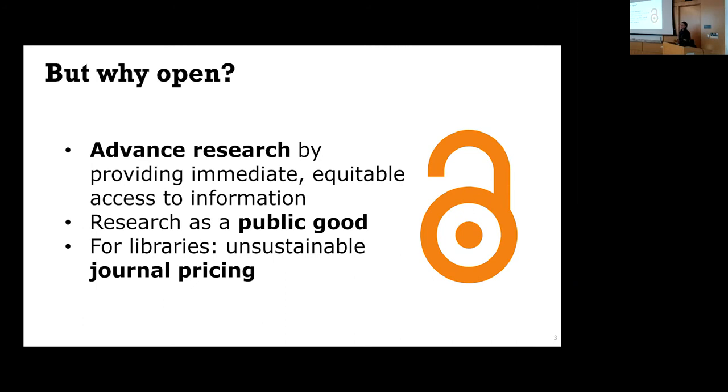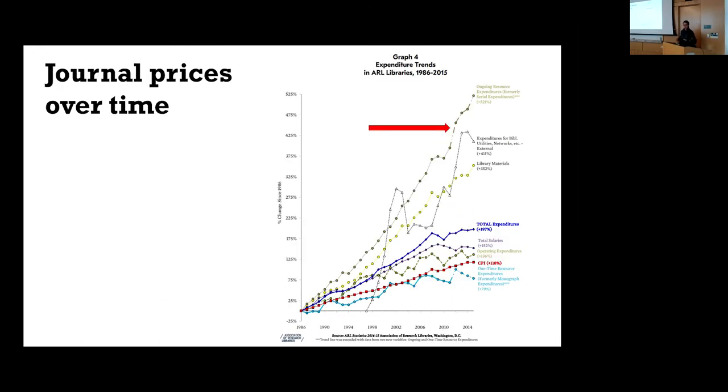And then for libraries, there's this very real issue of unsustainable journal pricing, and I won't dwell on it. I just want to show you this one graph. I'm sorry about all the fine print. What you need to see is that top line, which is over the last three or so decades, the percent change in the cost to libraries for journal pricing. And this royal blue line is the total library expenditure. So you can see how journals are really one of the main drivers for increasing costs to libraries. And trust me, our budgets are not increasing at that rate. So this is a real issue for us.